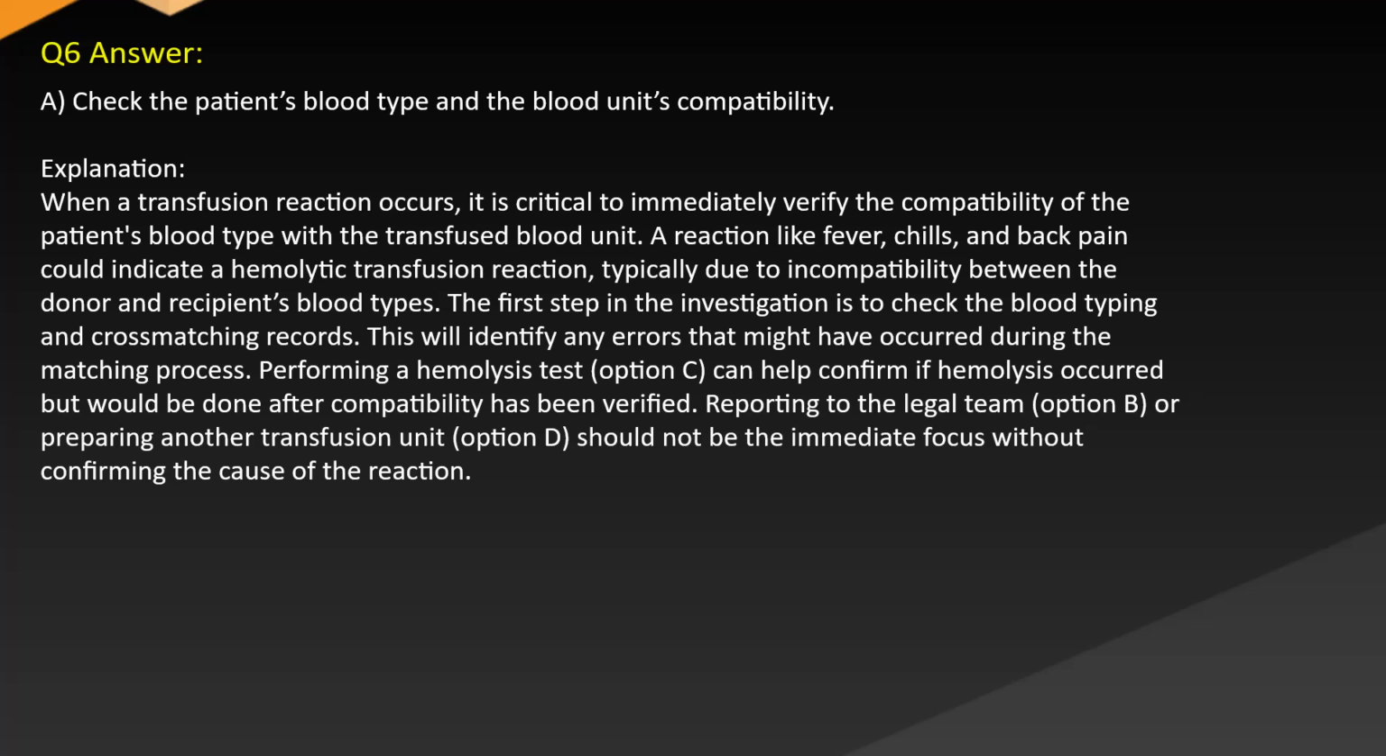Explanation. When a transfusion reaction occurs, it is critical to immediately verify the compatibility of the patient's blood type with the transfused blood unit. Reactions like fever, chills, and back pain could indicate a hemolytic transfusion reaction, typically due to incompatibility between the donor and recipient's blood types. The first step in the investigation is to check the blood and cross-matching records. This will identify any errors that might have occurred during the matching process. Performing a hemolysis test, option C, can help confirm if hemolysis occurred but would be done after compatibility has been verified. Reporting to the legal team, option B, or preparing another transfusion unit, option D, should not be the immediate focus without confirming the cause of the reaction.